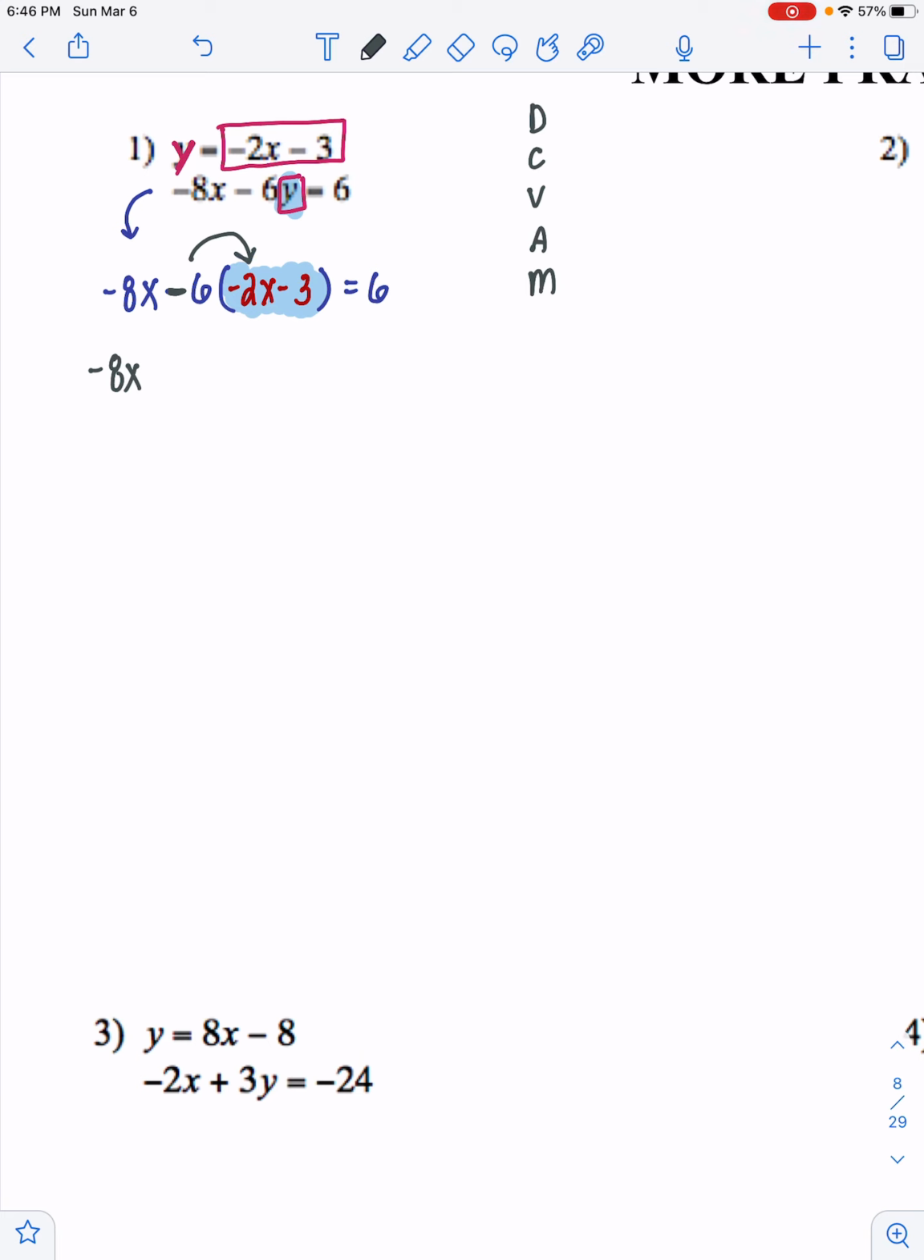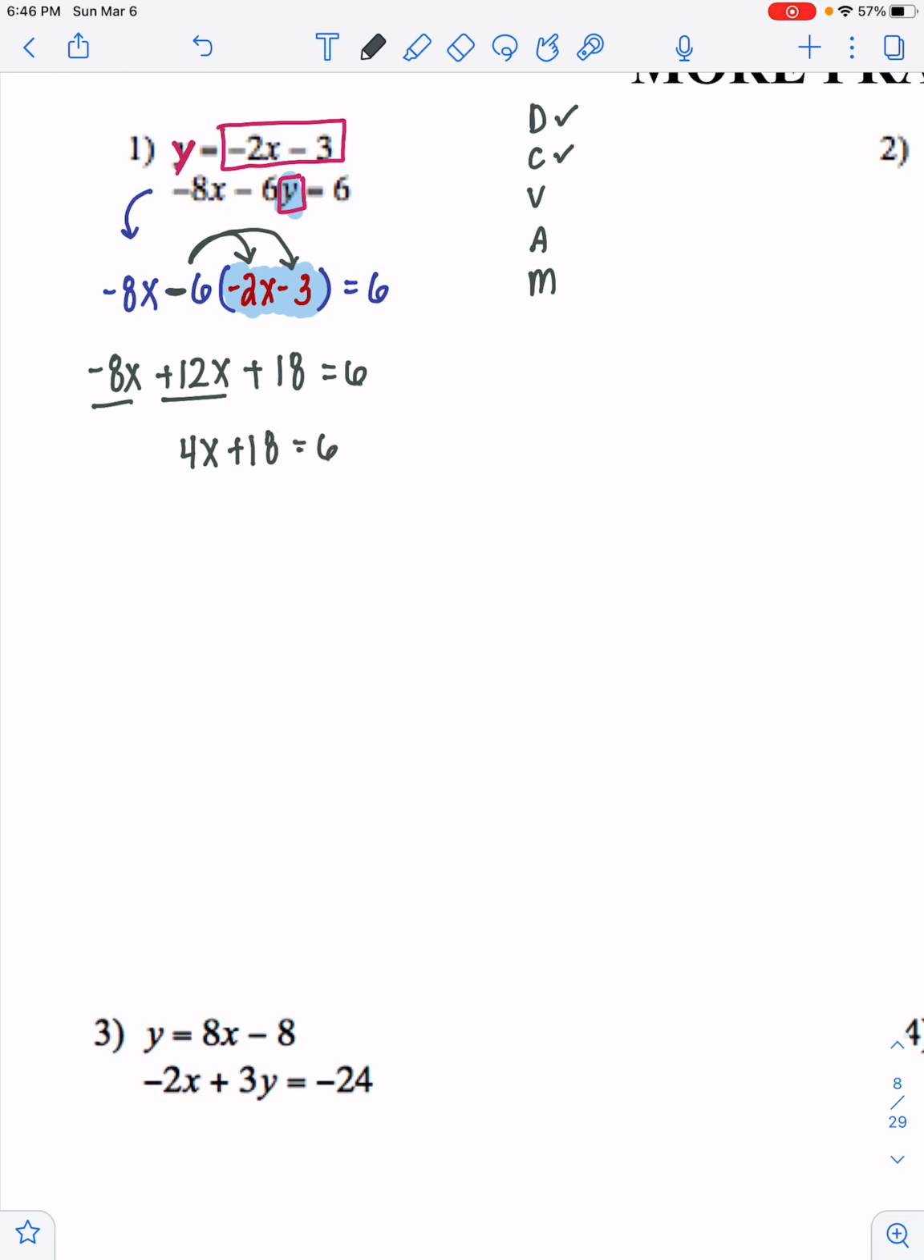Negative 6 times negative 2x is positive 12x. Negative 6 times negative 3 is positive 18. And that's equal to 6. Done. Step 2, combine like terms. Negative 8x and positive 12x gives us 4x plus 18 equals 6.